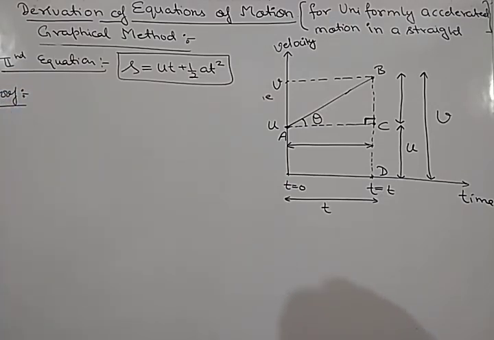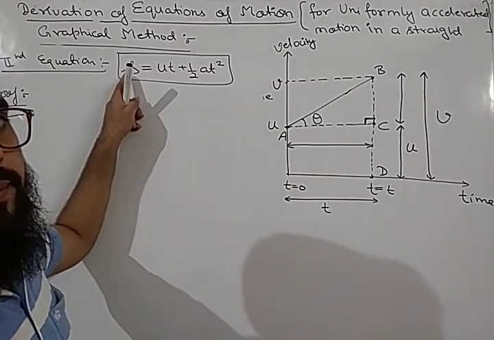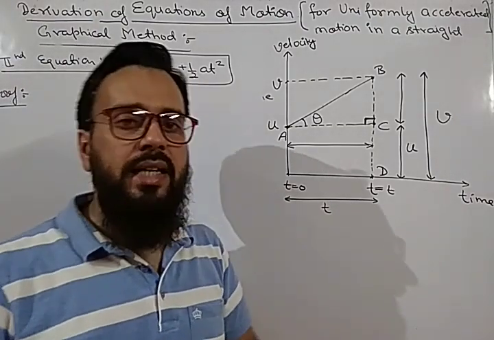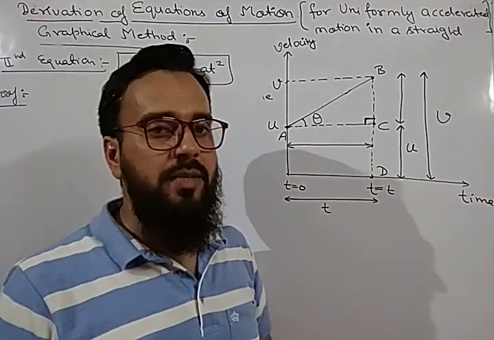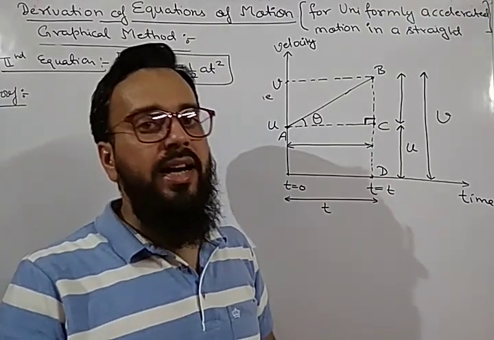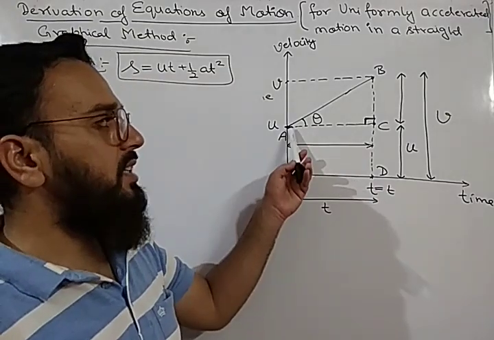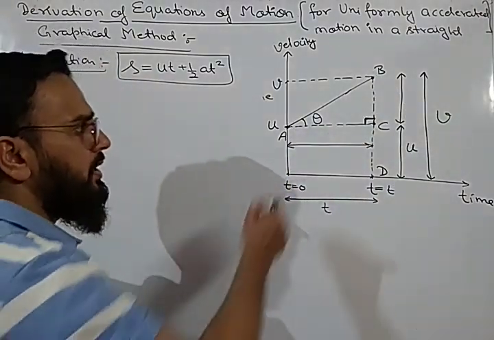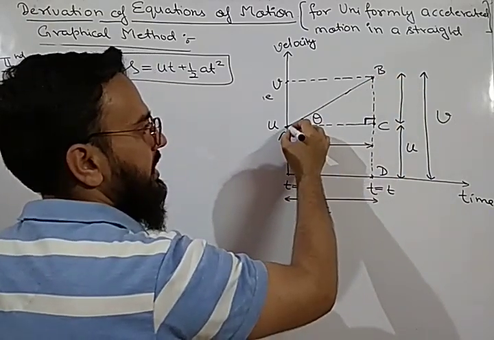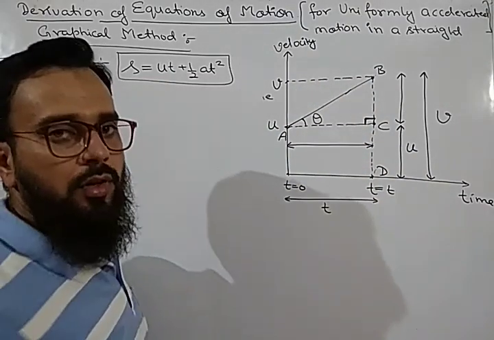So let us start. Now in the second equation, what is the first term? It is displacement. Okay, and we know that if we are given a velocity time graph, then how to find the displacement? From velocity time graph, displacement is found out by finding the area under velocity time graph. It means we have to find the area of this graph. Complete area under the graph or below the graph.